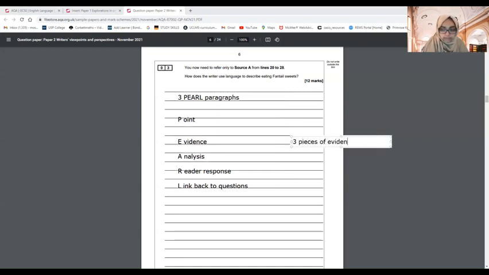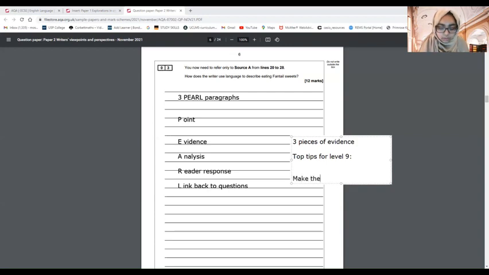And some top tips for level 9 is make the quotes short. Okay, so make the quotes short. And I really emphasize this because in the mark scheme, if you see, they mark you higher for judicious and precise references. And what does that mean? That you're able to pick out short quotes and that you're able to pick out precise quotes. So 3 words max for each quote. So don't copy out whole sentences as your evidence, okay?